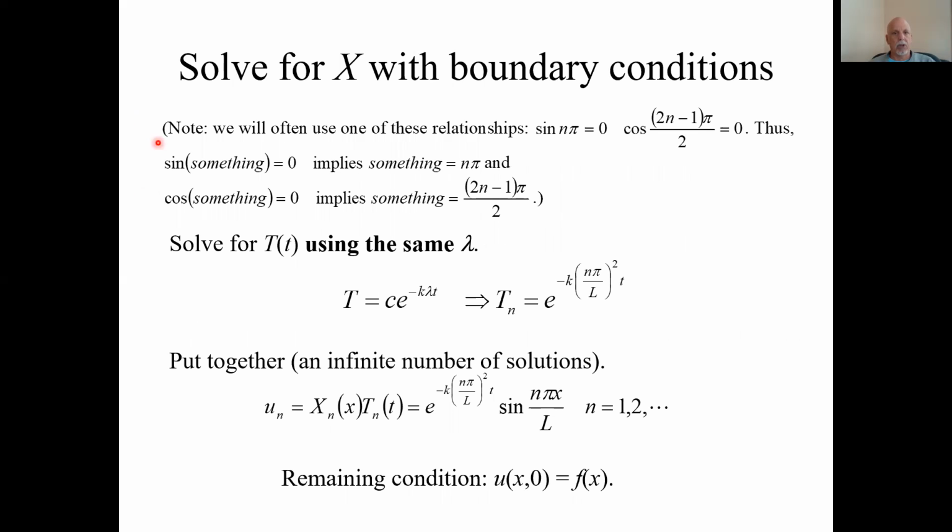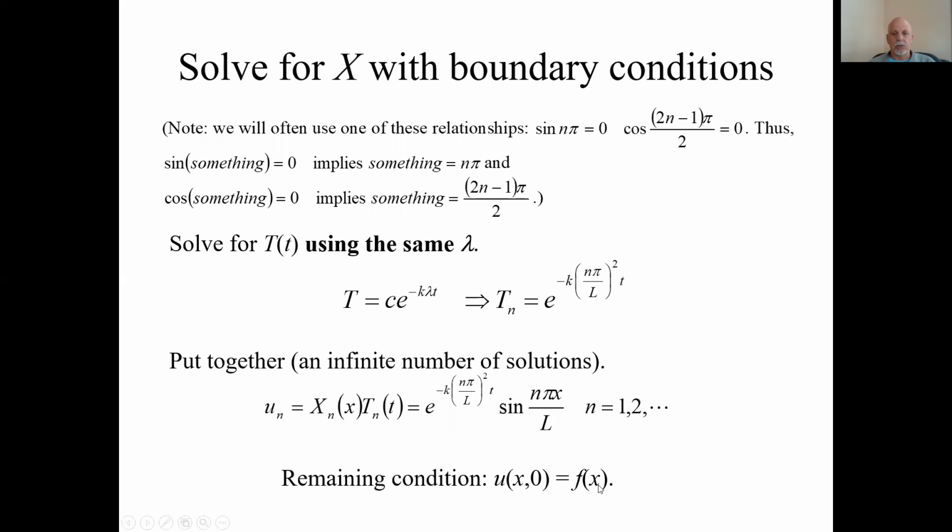By the way, this up here is something you might need to get more used to. If you have sine of something equals 0, it means the something is an integer number of pi. If you have the cosine of something equals 0, it means that something is 2n minus 1 times pi over 2. Anyway, we'll be doing more of that later in other examples.